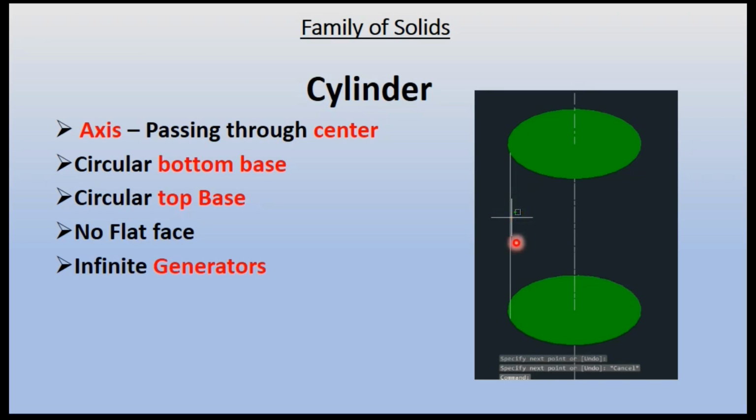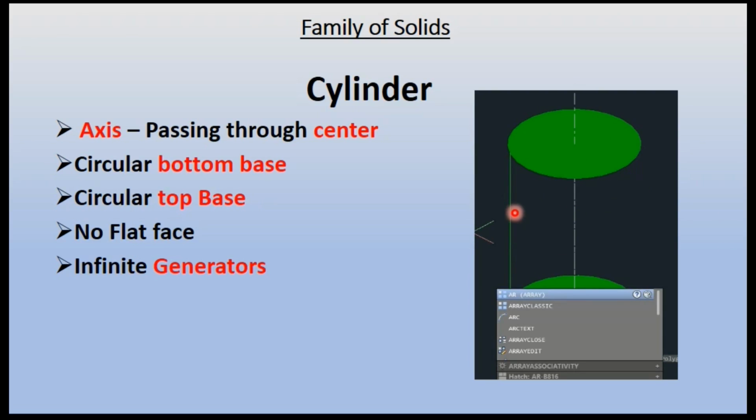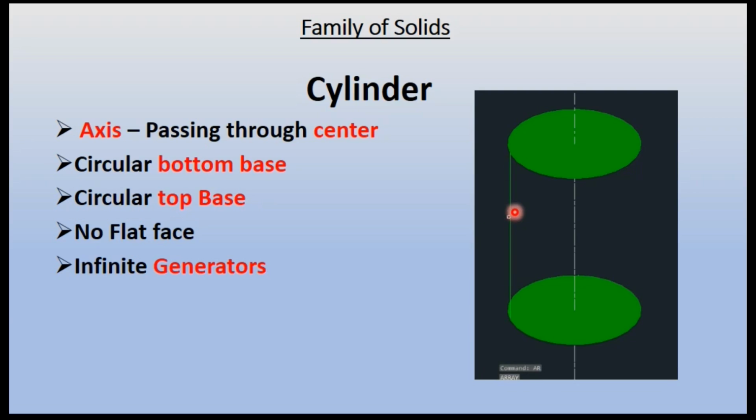For example, I have taken one line here. If I revolve this line about this axis, I will get the full cylinder. So with just this one line, I can generate the full cylinder. That is why this line is named a generator. And you have an infinite number of generators in a single cylinder. So we'll see now. See, this is one line.